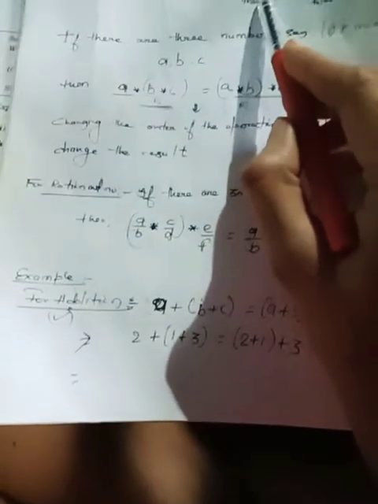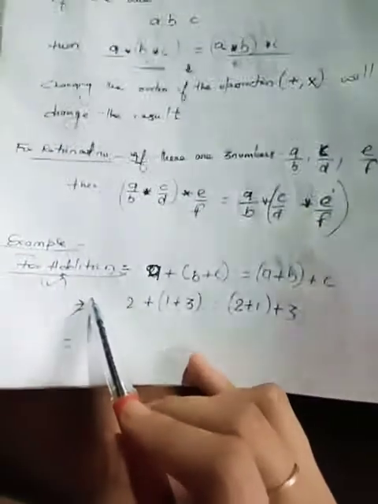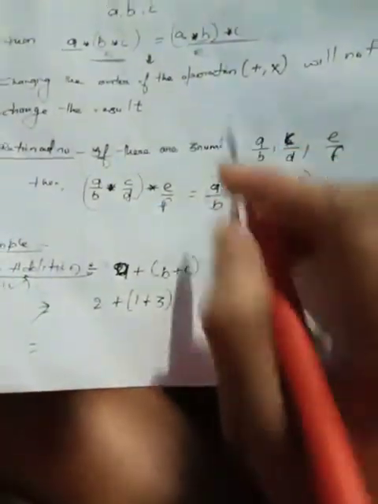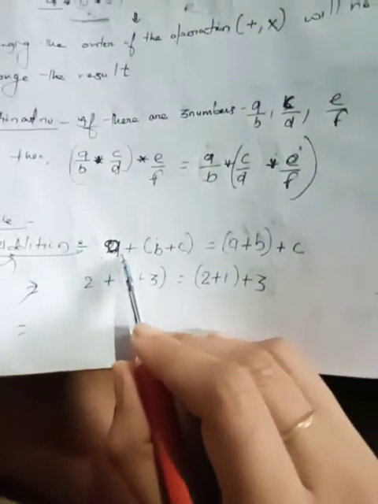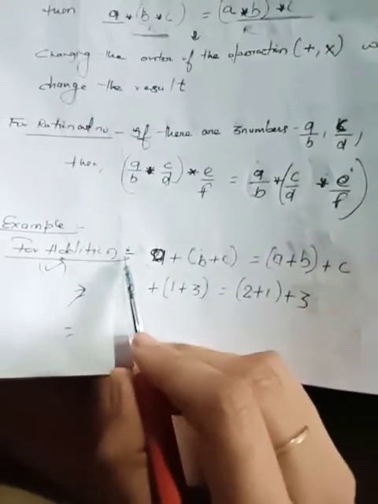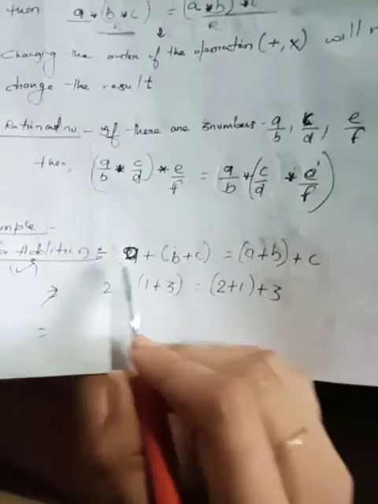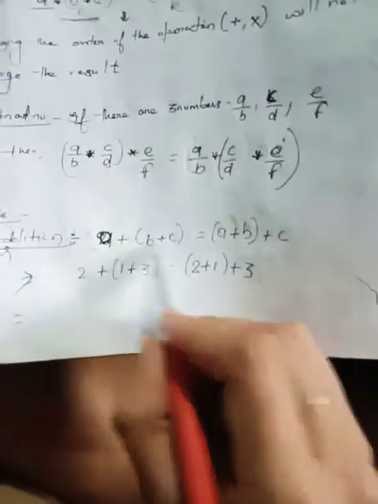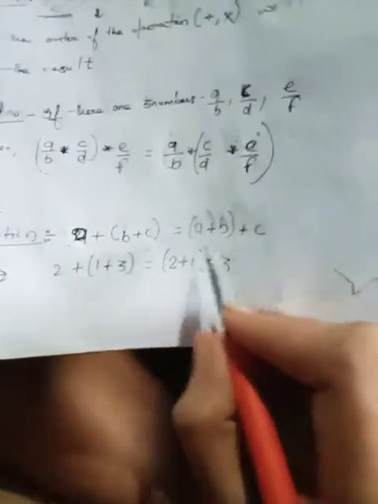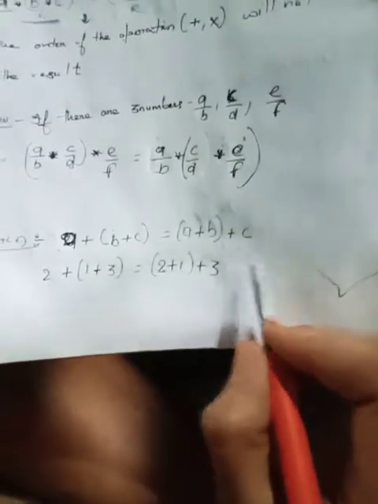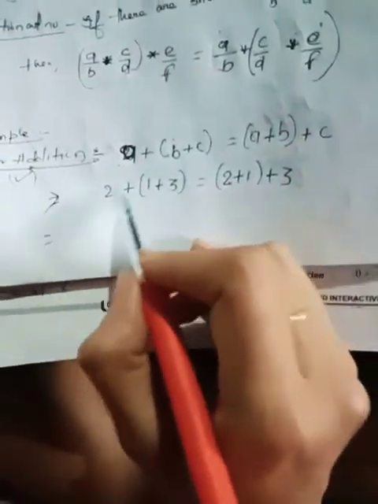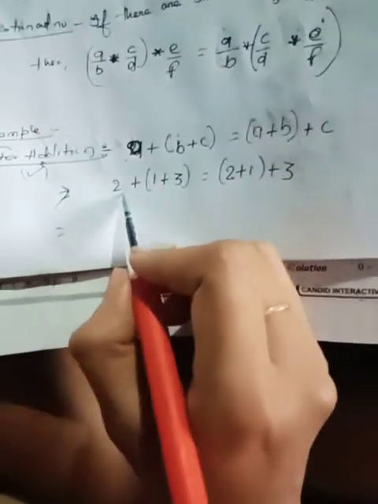Its property is followed by the plus. So let's check it. If the associative property is followed by the addition, that means a plus (b plus c) and (a plus b) plus c, these two will give the same result. So let me take an example with some numbers.